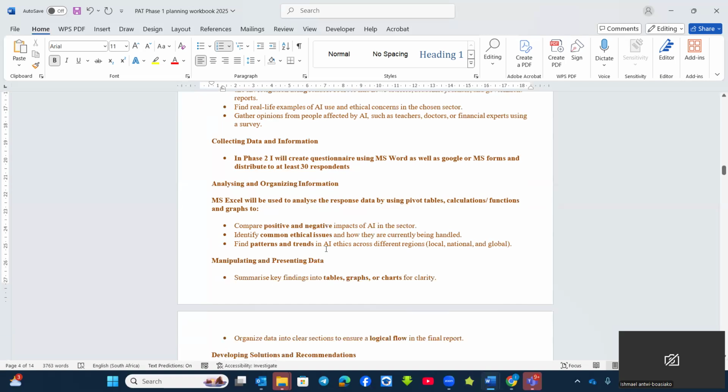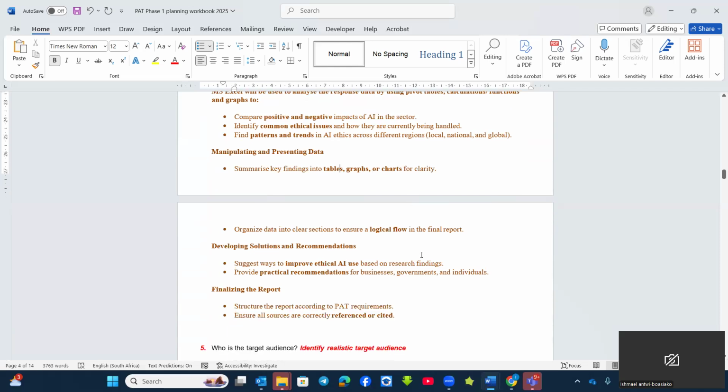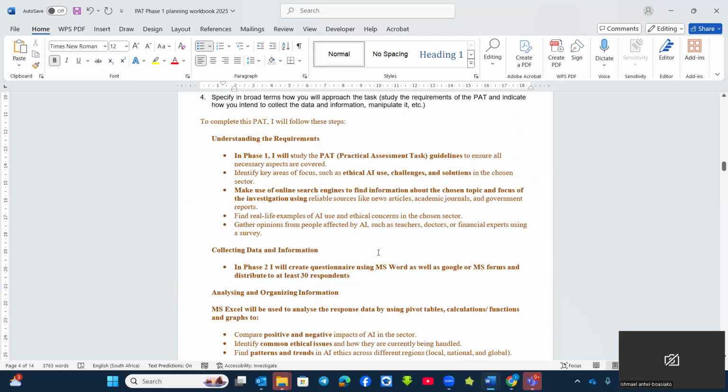And how are you going to analyze the data? In a spreadsheet, doing calculations or using functions, and you summarize your key findings into tables, or you can also use pivot tables, graphs, or charts. Then after that, you now summarize your phase 2, and then you create a report. So all this will be listed under how the PET will be conducted by considering the parameters of this PET.